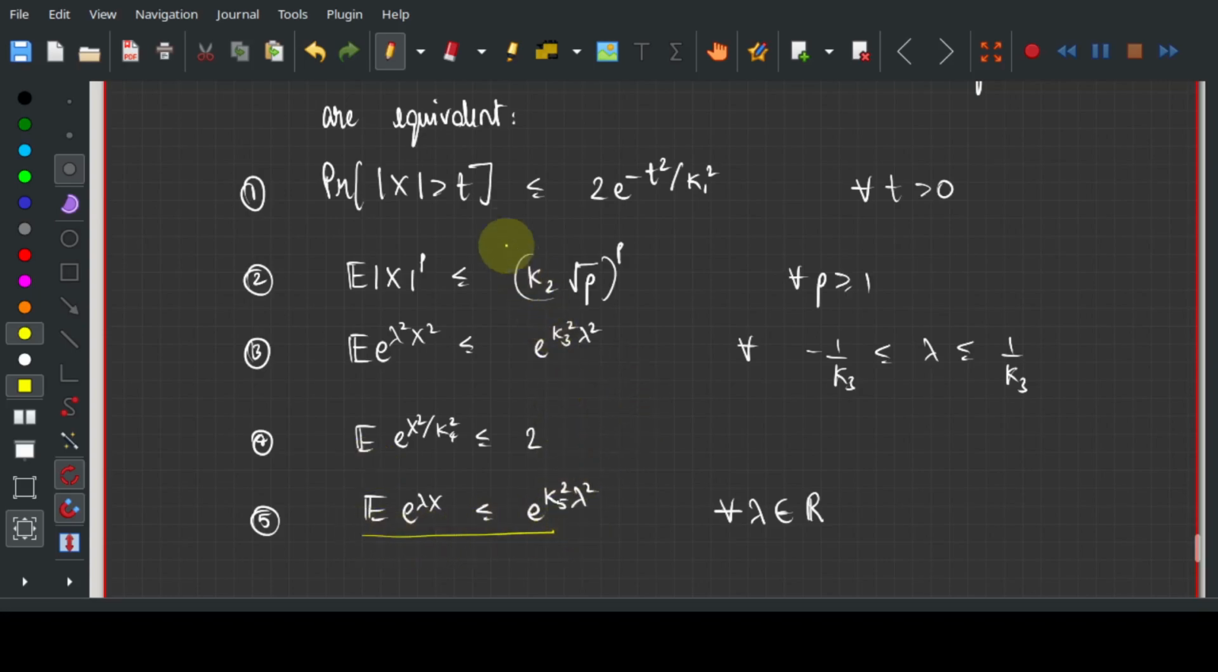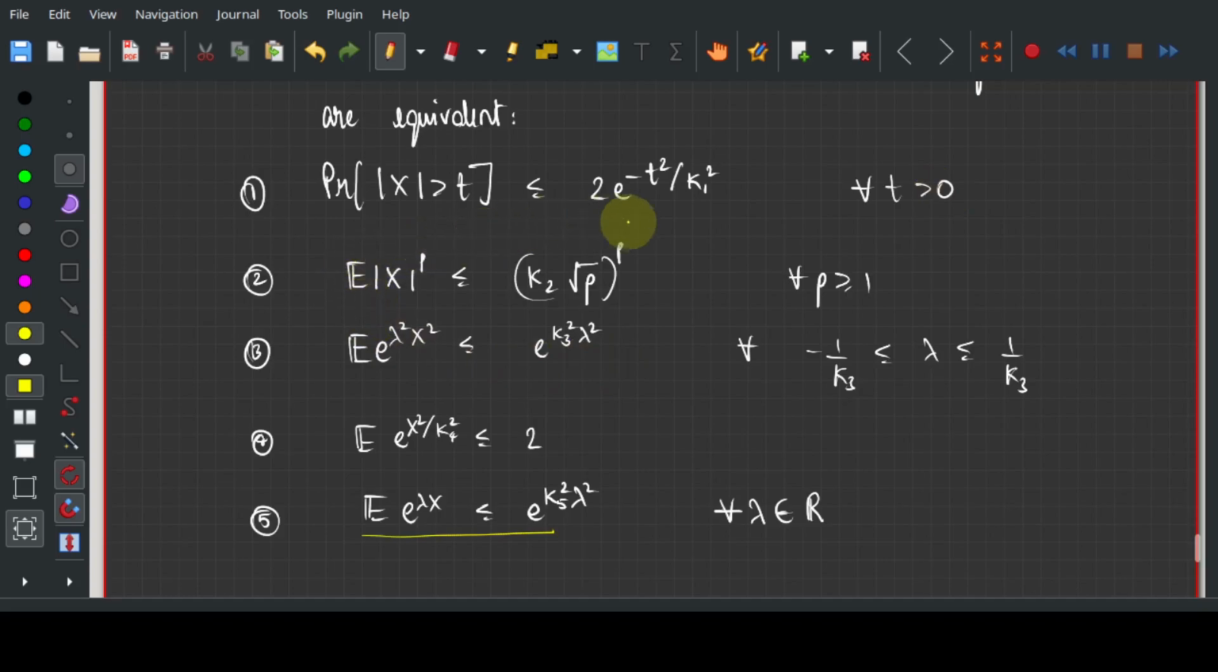So as we know, if this is true, then the probability that the absolute value of x is greater than t is less than or equal to e to the minus t square by some constant, right? But this is not just a consequence of the random variable being Subgaussian. You can also treat this as a definition of a Subgaussian random variable, because if this happens, then this is also true. This should happen for all t greater than 0.